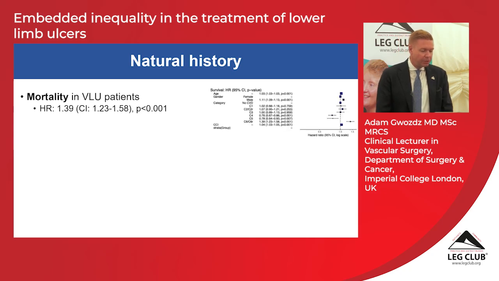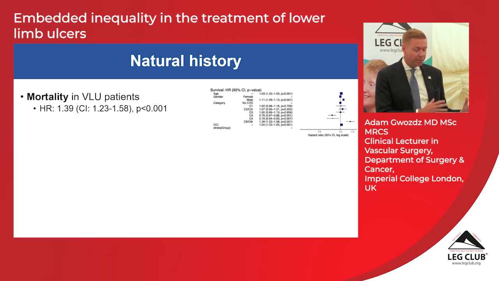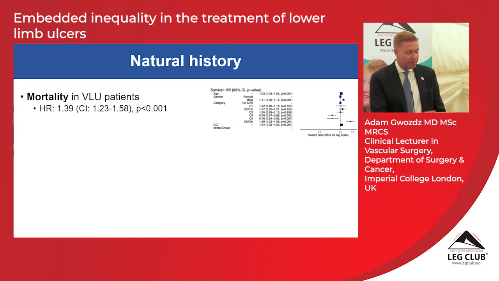And what do we know about the natural history? Well, from this study, we were actually able to look at mortality. So these were patients that were age-matched, sex-matched, and matched for all other comorbidities. And it showed that patients with venous leg ulcers have an increased risk of mortality compared to those without in the same health-related categories, with a hazard ratio of 1.39. So that's quite significant. So venous leg ulcers predispose you to increased mortality, and that data has never been shown before.